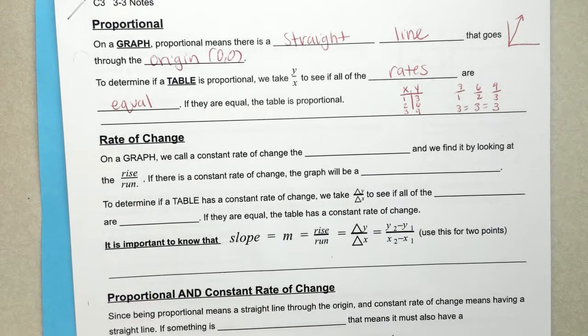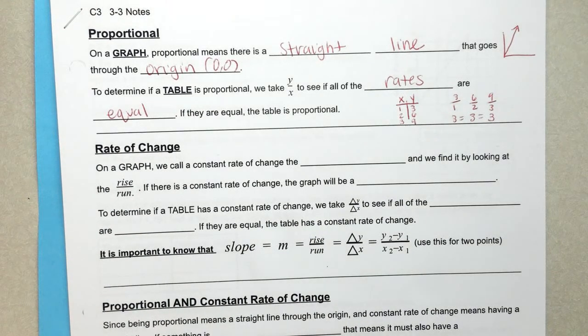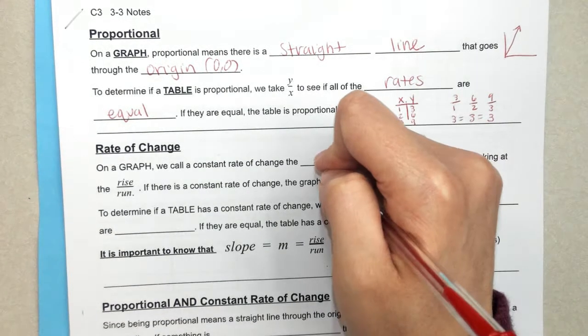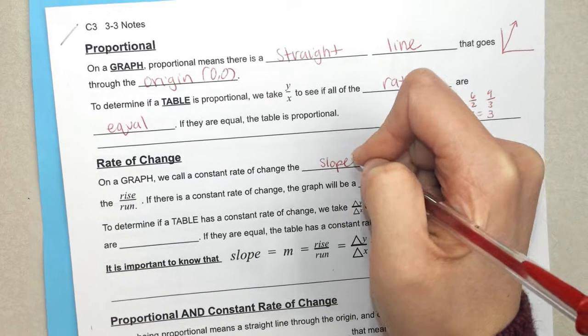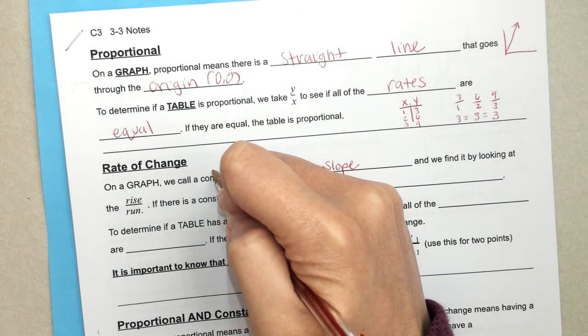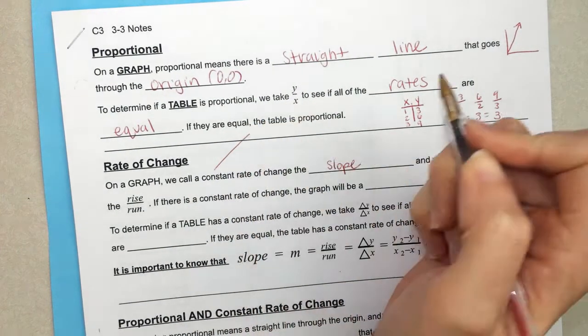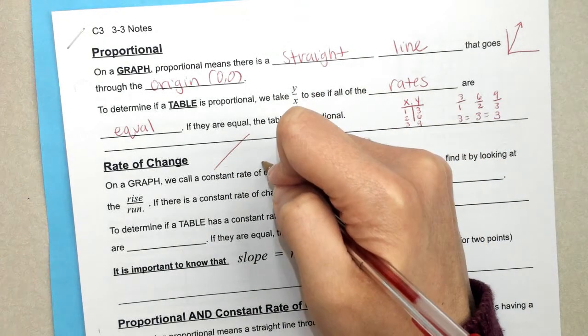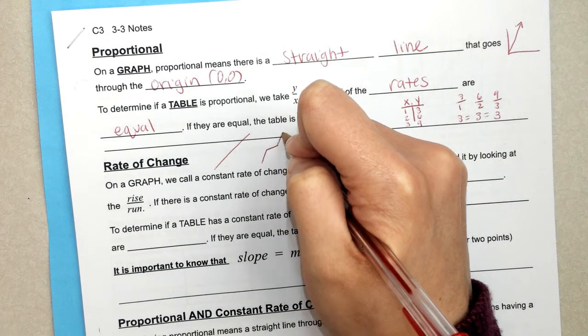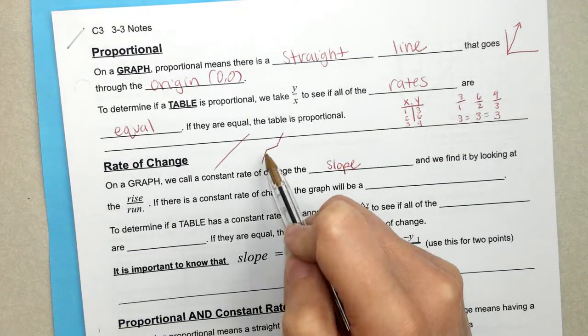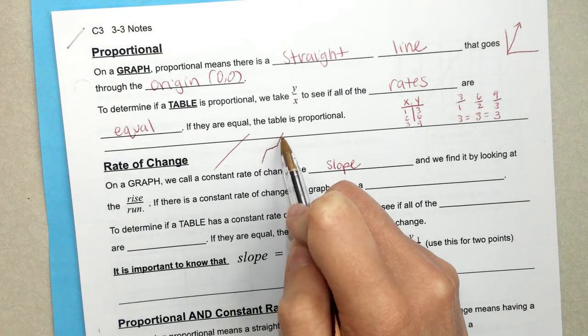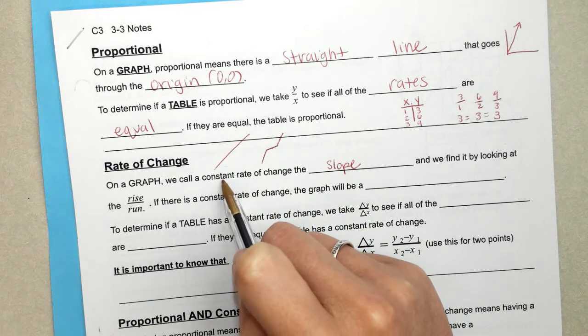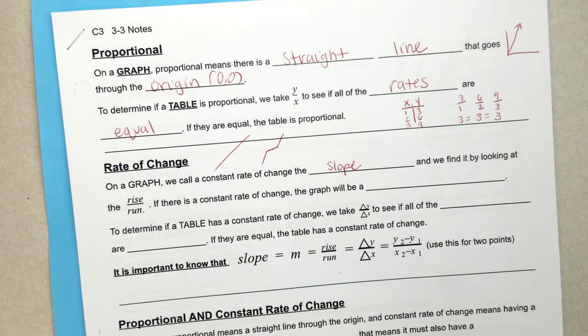Next part is rate of change. Rate of change says on a graph, we can call the constant rate of change the slope. Okay? So when there is a constant rate of change, that is a slope. This would be an example of not having a constant rate of change if it's like that. There is no constant rate of change. There's a rate of change here, a different one here, and a different one here. So it is not constant, which means it's the same throughout. And we find the slope by looking at rise over run.